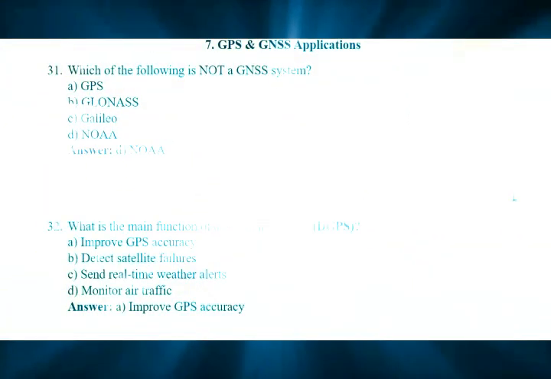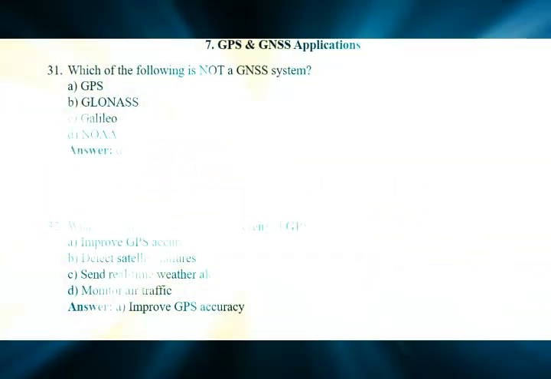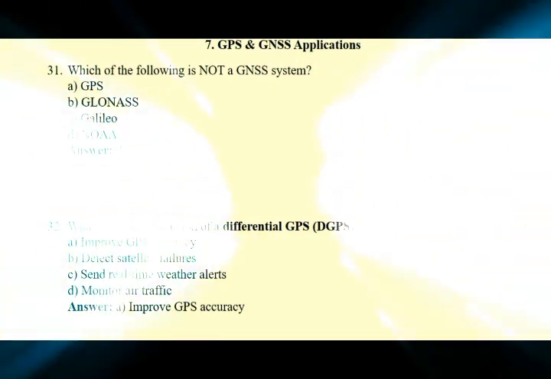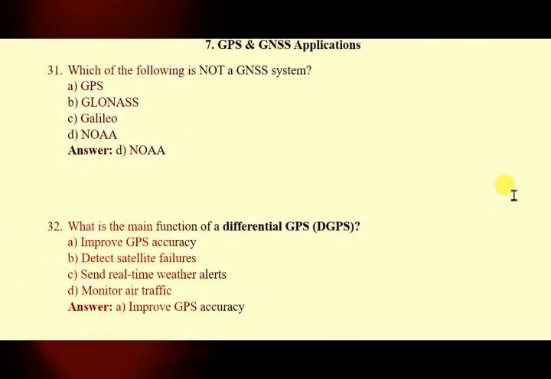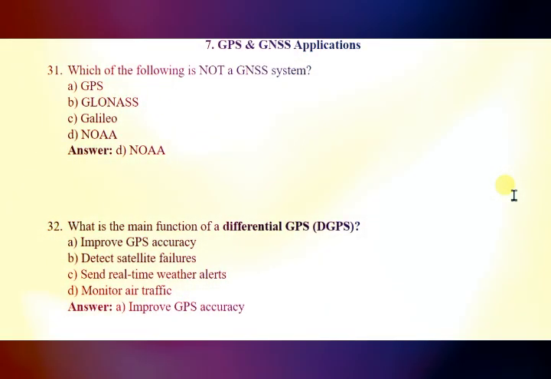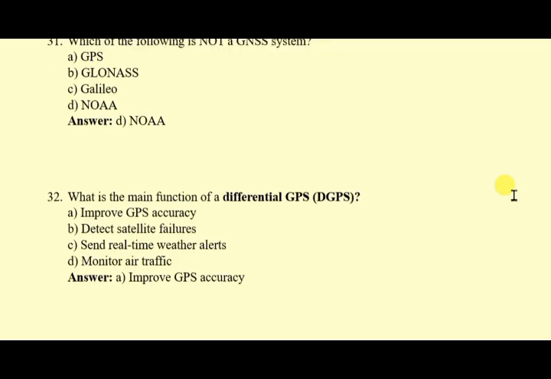Now the category GPS, GNSS and applications. Question 31. Which of the following is not a GNSS system? GPS, GLONASS, Galileo, NOAA. NOAA will be the right answer.